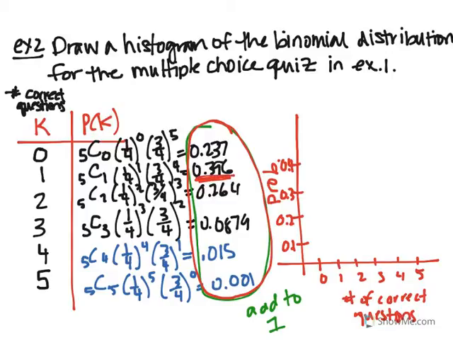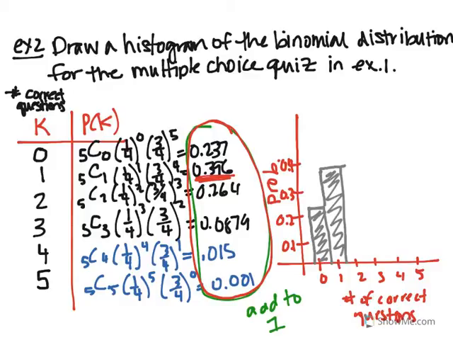So at 0, I get about 0.237, so I would go up. 0.25 is halfway, so it would be about right here. And again, this is just an estimate, so that's the first one. The second one, getting 1 success or 1 question right, is really close to 0.4, so I'm going to get as close to it as I can. And I would get this for the second bar graph, or the binomial distribution.